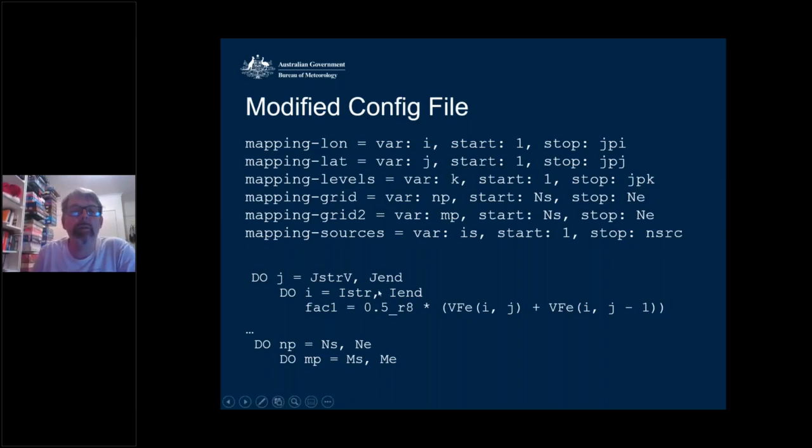Once I've done this, I could then have loops, for example, like this: do J, something to something, do I, then an expression here, or in a different source file, do NP, and then other values. So basically, with a simple change in a config file, I can use the NEMO API for completely different code.